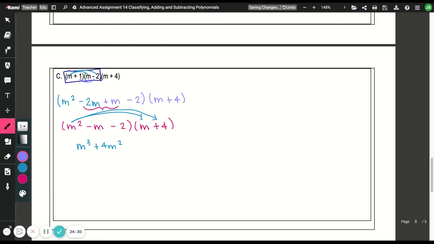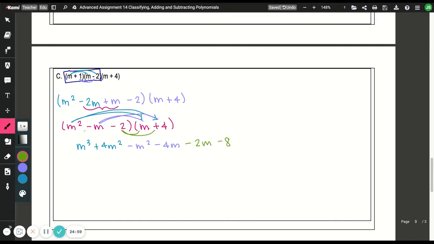Then I'm going to do the next one. Negative m times m is negative m squared. And negative m times the 4 is negative 4m. Then I got one more because I still have this 2. I have to multiply it also. So I'm going to distribute it. Negative 2 times m is negative 2m. And negative 2 times 4 is negative 8.